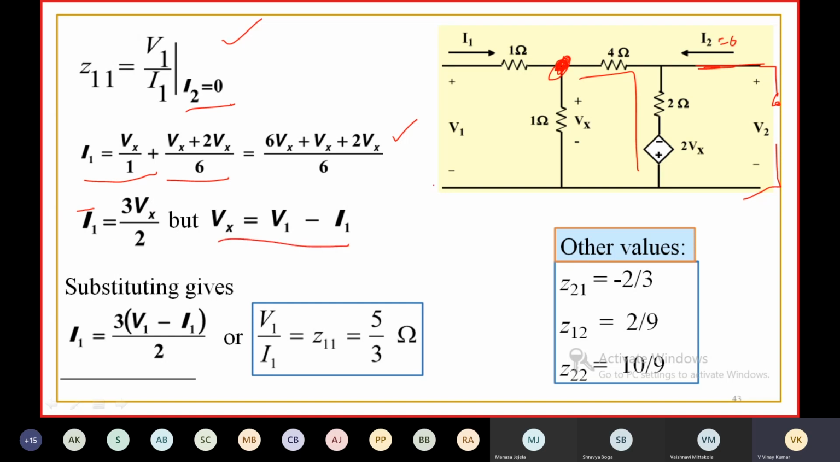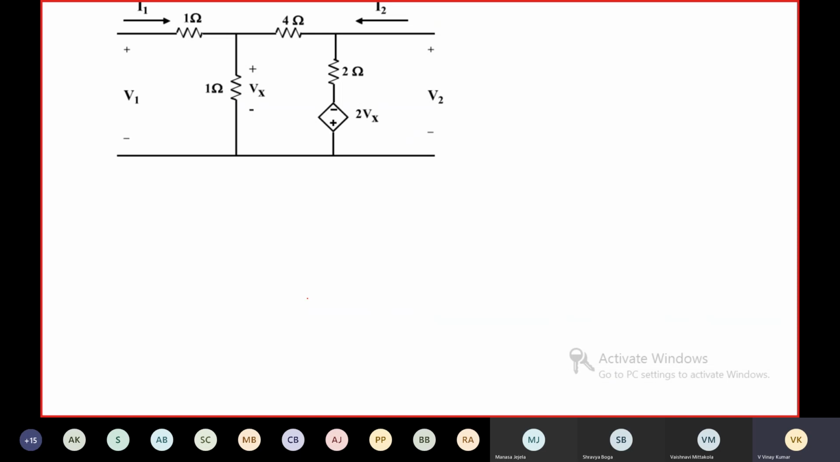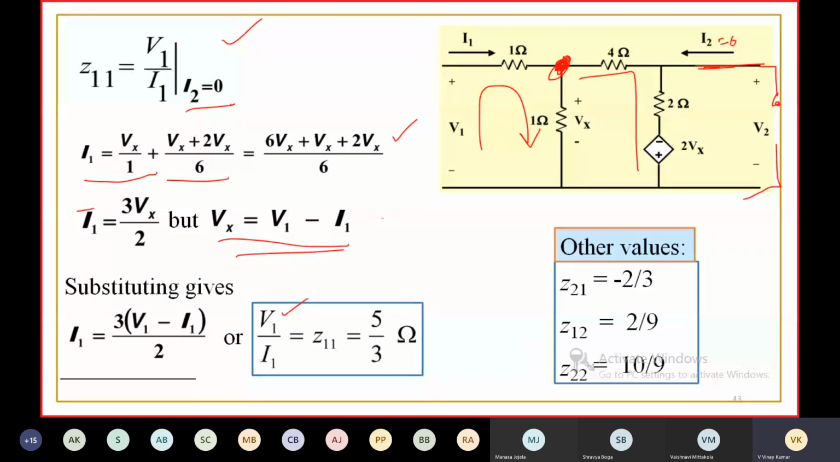Here Vx, you apply KVL around this loop, and you get Vx is equal to V1 minus I1. Substituting gives I1 is equal to 3 into (V1 minus I1) by 2. Then you get V1 by I1 is equal to 5 by 3. Similarly, you can find all the values.